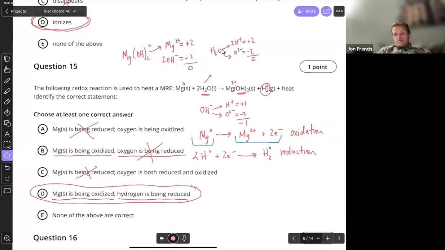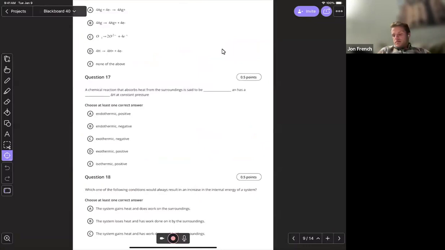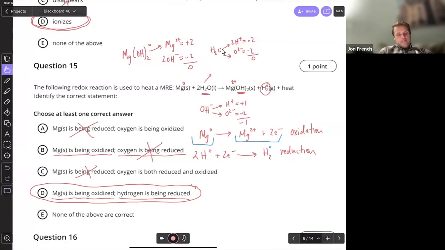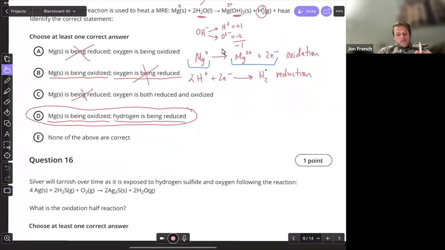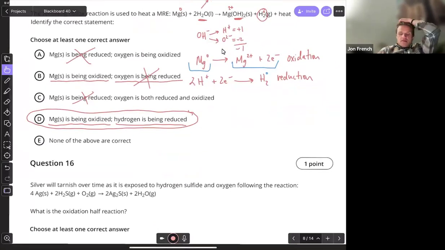All right, question 16 is up next. Silver will tarnish over time as it's exposed to hydrogen sulfide and oxygen. So silver, hydrogen sulfide, oxygen, we form silver sulfide and water. What is the oxidation half reaction?